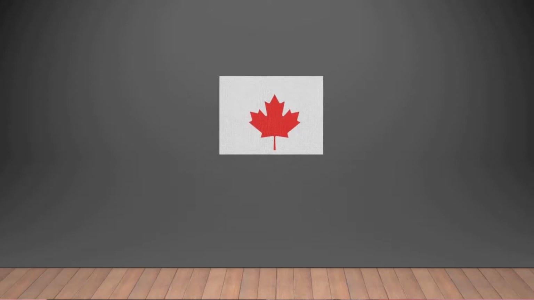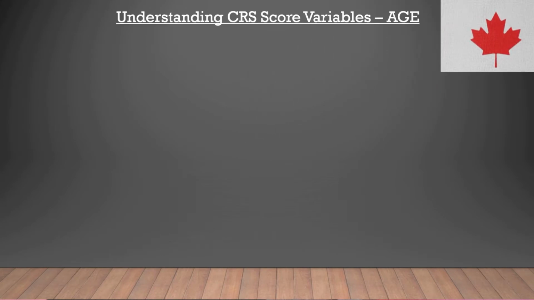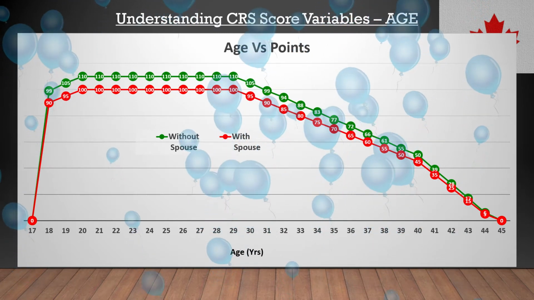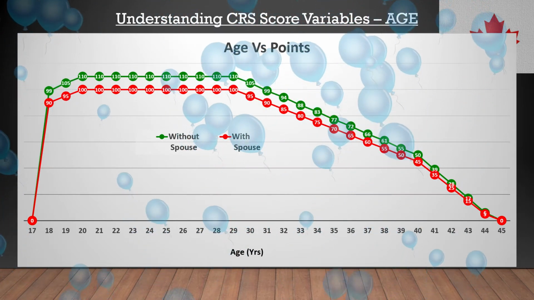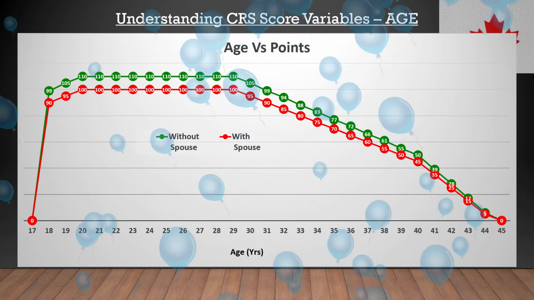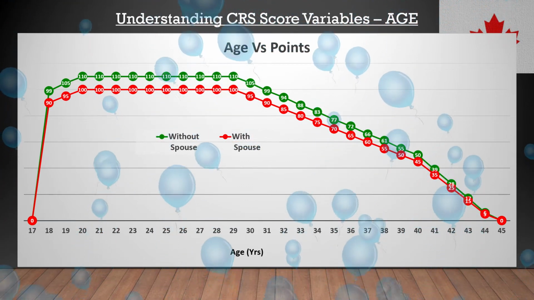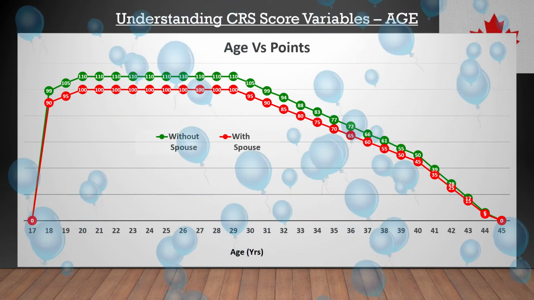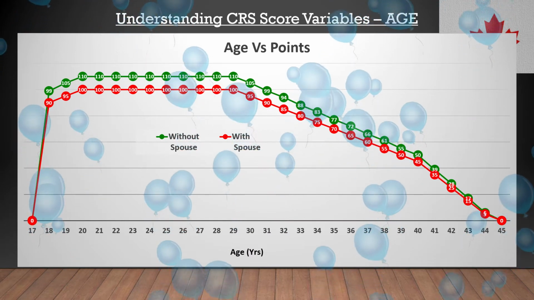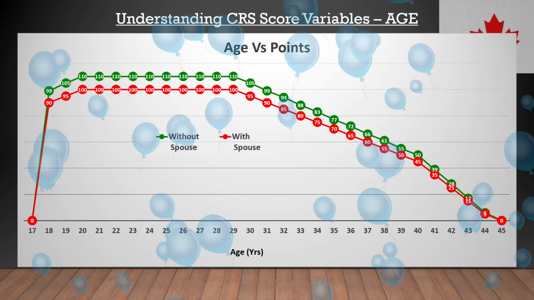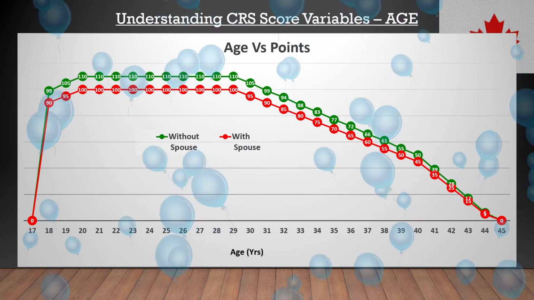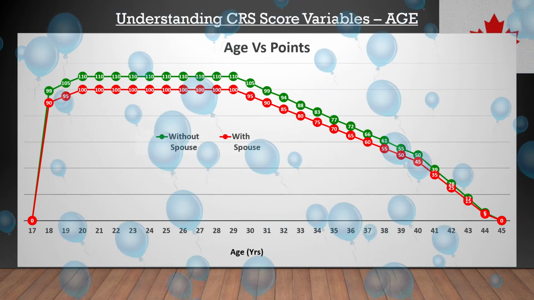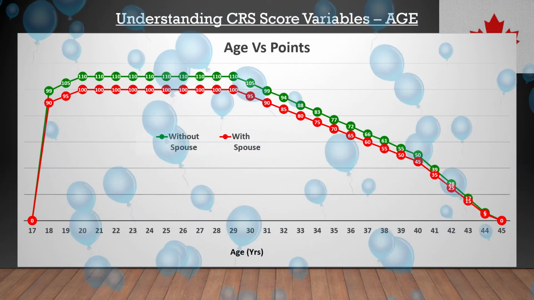Let's look at it. Now this is a typical graph of age versus points. Till 29 you will get a maximum of 100. Now if you look at 20 onwards, whether you are accompanied by your spouse or without spouse, you will be getting about 110 points in this age. Anybody less than 18, obviously 0. At 18 you will get 90/99, and it will slowly increase between 18 and 19, but from 20 onwards till 29 you will have the same score, and then onwards it will start coming down.